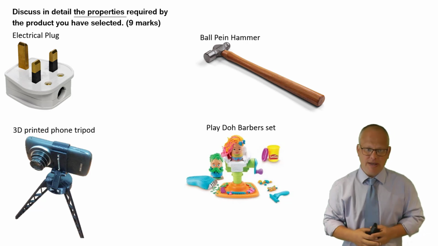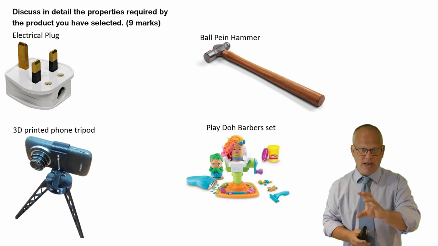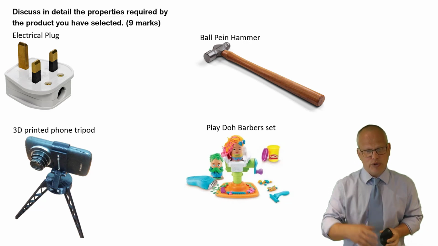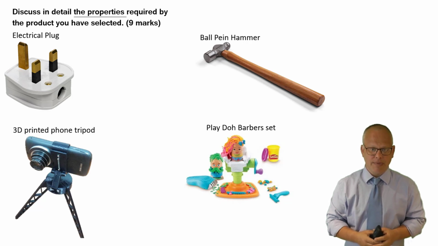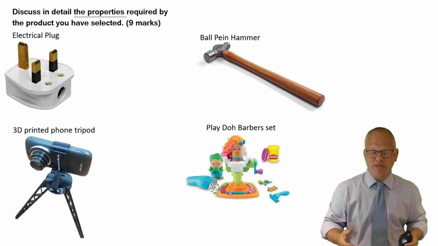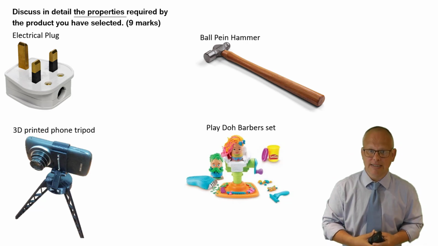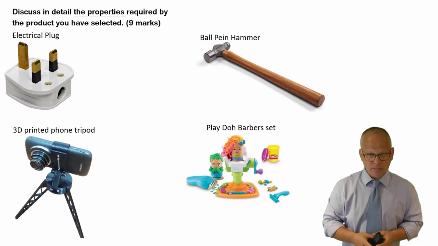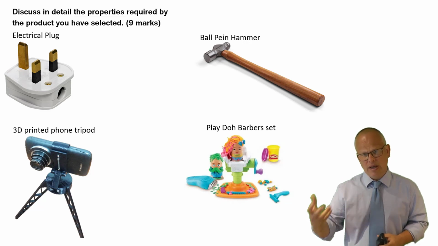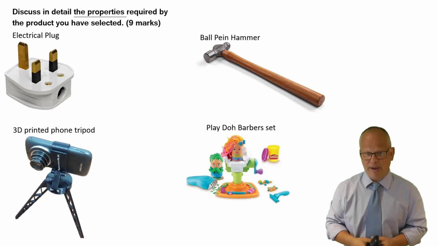I've deliberately given you the example of a 3D printed phone tripod. Make that clear, that is 3D printed, it's not injection moulded. And really, if you're discussing this one, you ought to be talking about the tripod rather than about the camera or the mobile phone. But if you ran out of things to say and you've only made a couple of points, then maybe you start talking about the camera, screens and lenses. Ball peen hammer, you'll see that there's 2 different materials there. Think about how that's used and think about the ergonomic comfort for the user, but also think about the function that hammer has to perform.